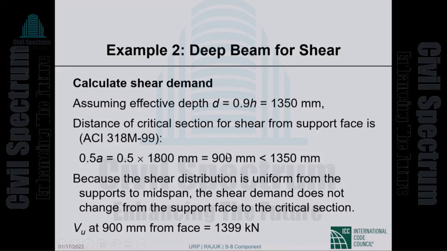Now here it doesn't matter because the shear is the same. It's one concentrated load in the middle, so from the support to the load, it's the same shear. Because the shear distribution is uniform from the support to midspan, the shear demand does not change from the support face to the critical section. So V_u at the critical section is also 1399 kilonewtons.